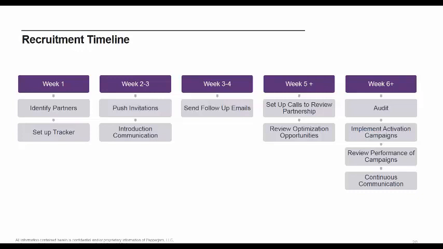And then week 6 should focus on auditing. Ensure that your new publishers are actively promoting your program. Run activation campaigns to target any inactive publishers and incentivize them to start generating some sales and traffic. And definitely start some communication and messaging to your publishers so that they have the most up-to-date info for your program.